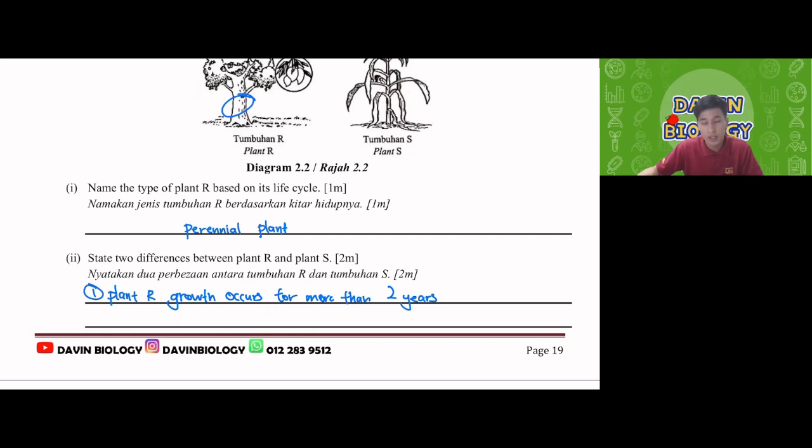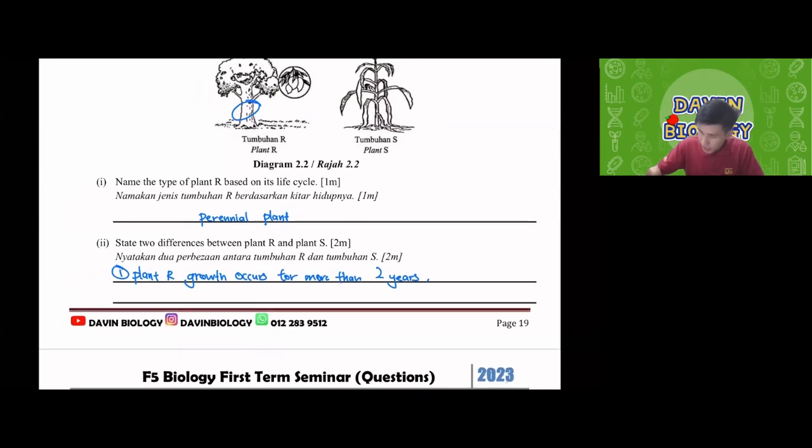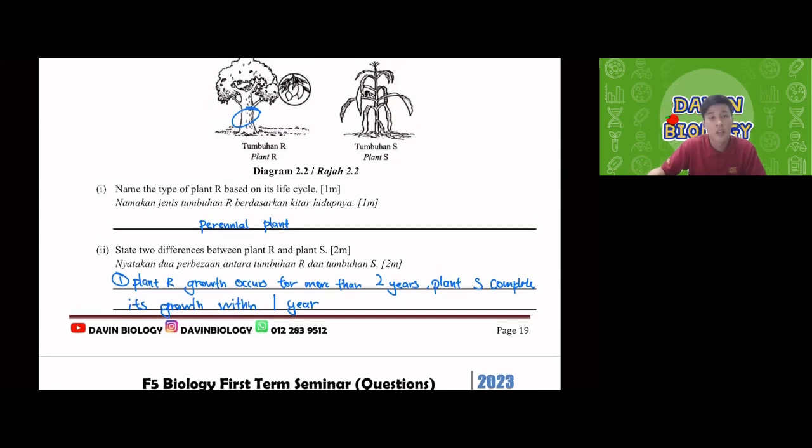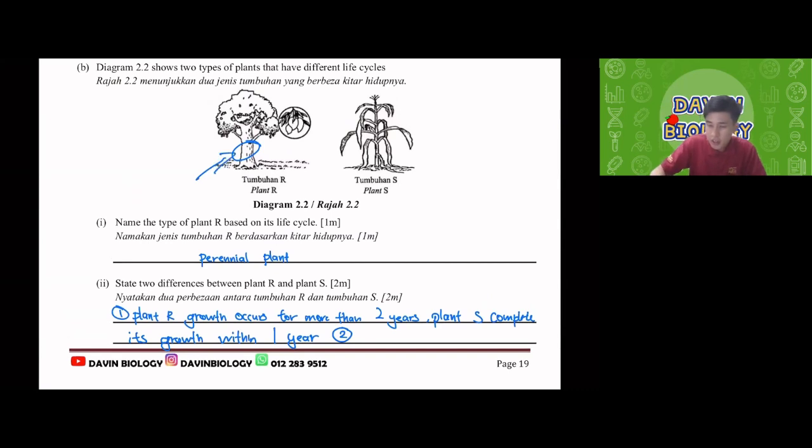And then you can say plant S, you can say live for 1 year. Or you can say complete its growth within 1 year, or life cycle within 1 year. All right, and another one. What difference if I point this part? Yes, woody, non-woody. So plant R got woody stem, got woody tissues. Plant S doesn't have.